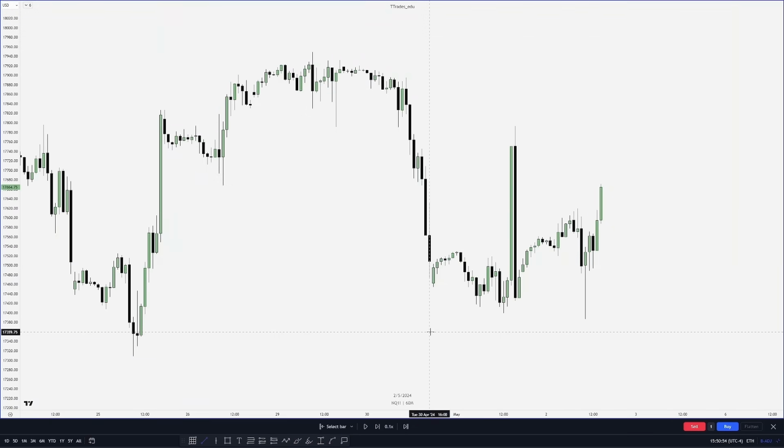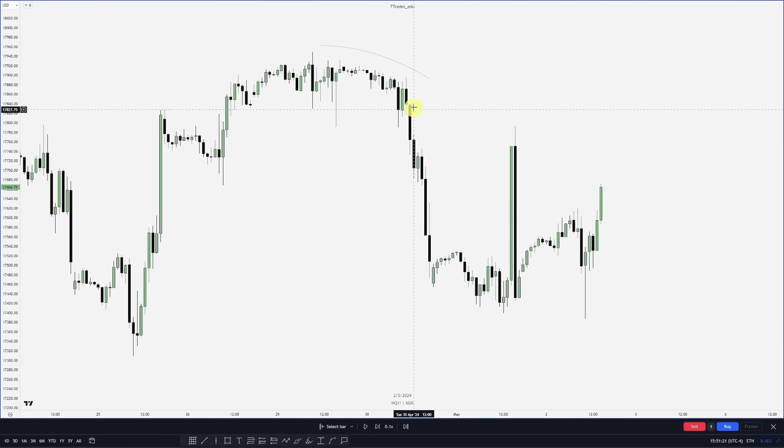So here we are with our next example. Go ahead and pause the video and take a moment to mark it up. But what do you see right here? Well, the first thing that catches my eye are these highs up here. You can see we just have a bunch of failure swings, right? So I'll just go ahead and mark that out like so. And that is acting as a draw on liquidity.